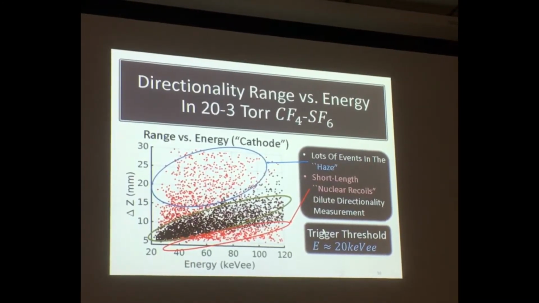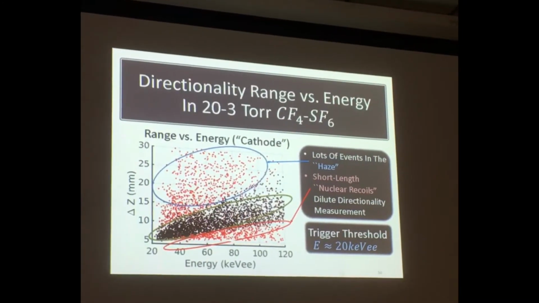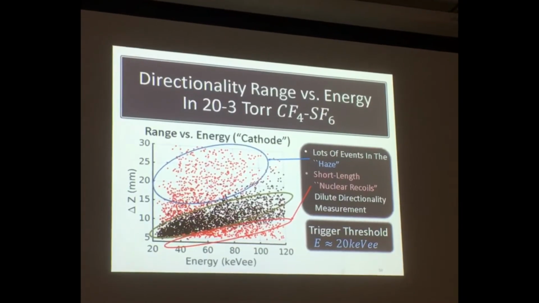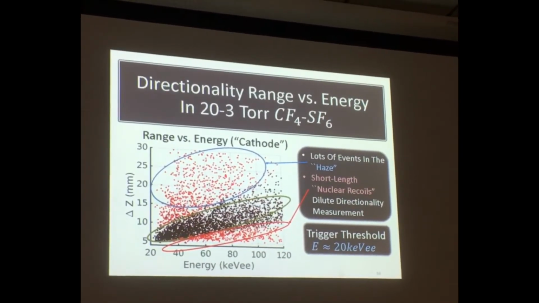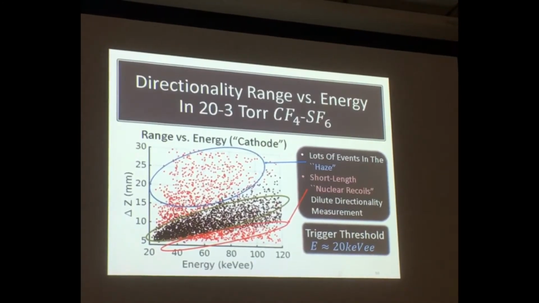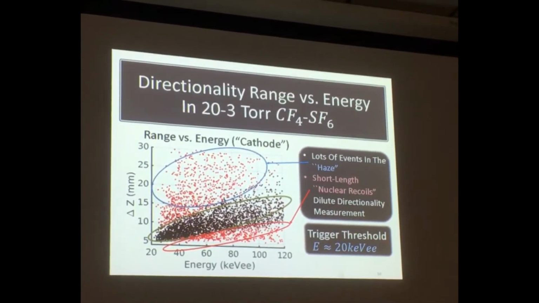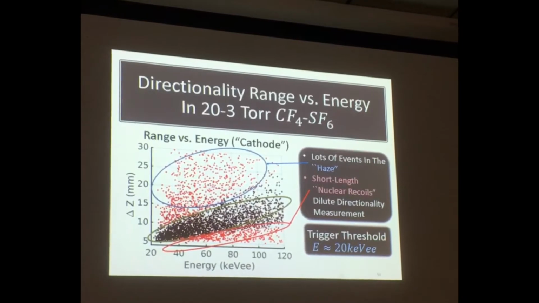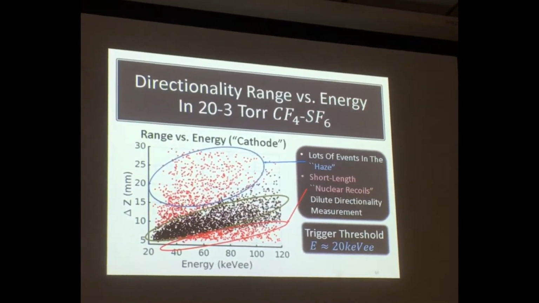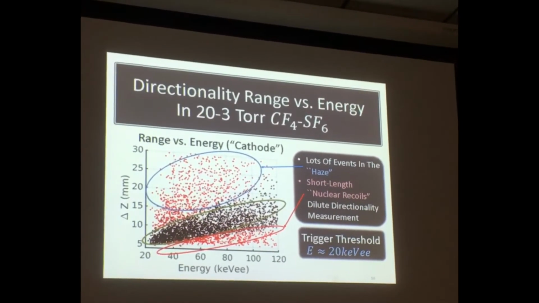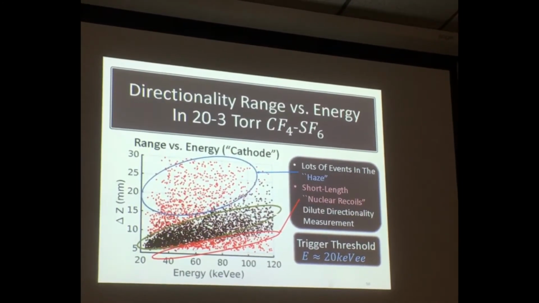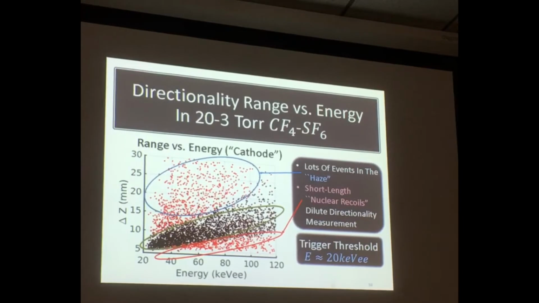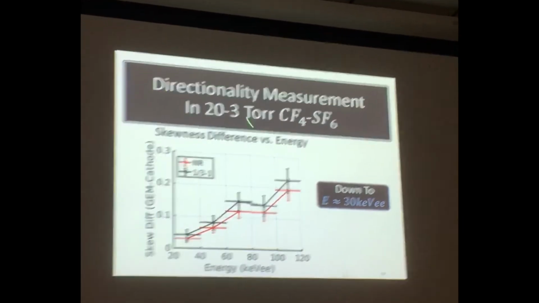And then below here, I also remove this bottom region. I only do the directionality measurement on the black, and I remove these short nuclear recoils from the analysis because if you measure their directionality, their skewness, it's consistent with zero. It doesn't provide anything to the measurement. So I focus on this band here, and this is the result that I get, the directionality.